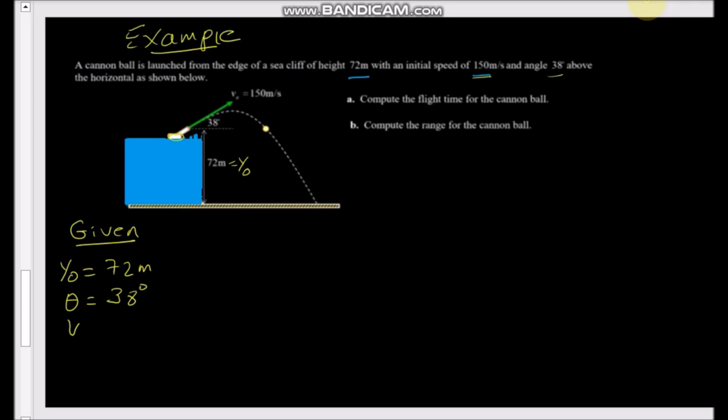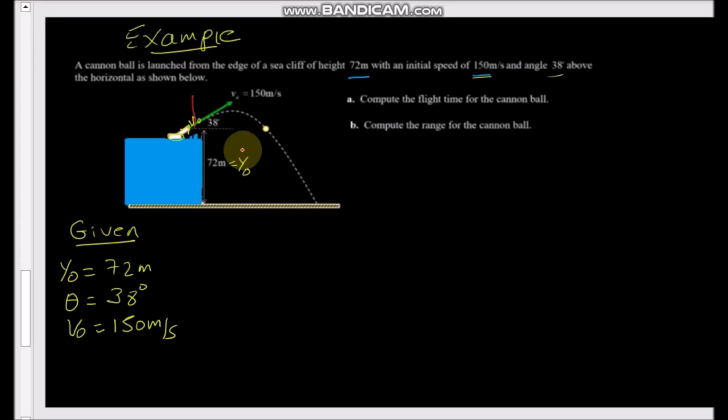With initial v naught, let's say, projected with velocity 150 meters per second. Here we have this initial velocity, and when the object is projected it has two velocities, for the horizontal and for the vertical. Here the vertical, let's say vy, across the horizontal we have vx.